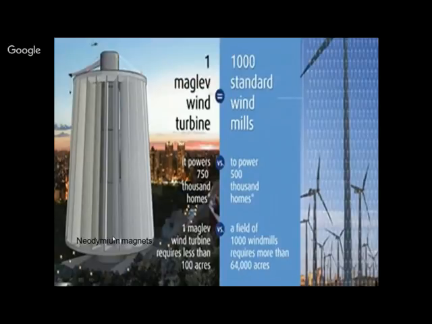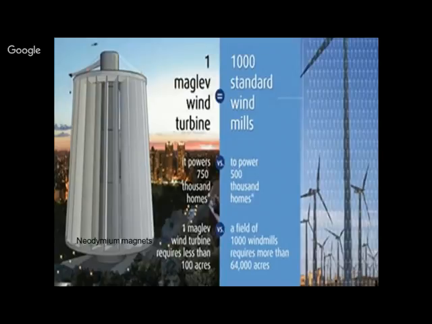So within 100 acres itself, it's a very big arrangement, and this is a magnetic levitated wind turbine, and it can power around 750,000 homes. And around 1,000 standard windmills can only power 500,000 homes. And this windmill, if you see, is based on the principle of magnetic levitation. Have you heard about this magnetic levitation?